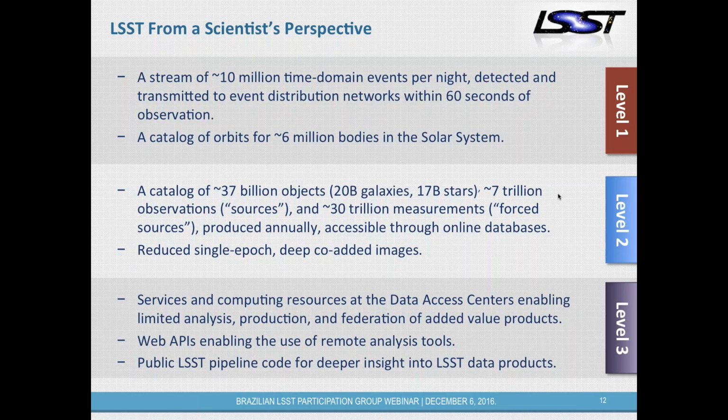The final piece of this puzzle is what we call level 3. We understand that level 1 and level 2 products are not going to satisfy everyone. They're not going to satisfy every single aspect of LSST science, or the science that LSST can provide. And the community will want to build on top of both level 1 and level 2, adding value to it, adding value-added data products. And later in the talk I'll have some examples of that.